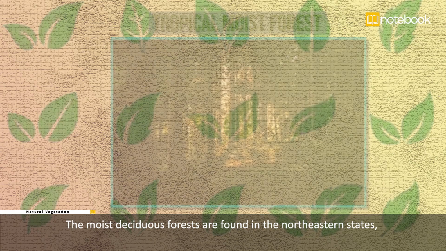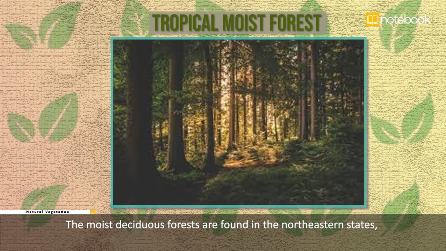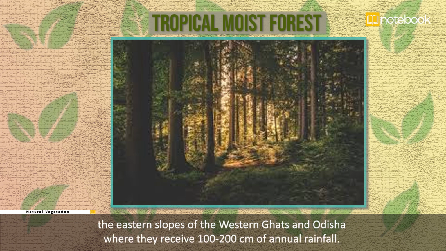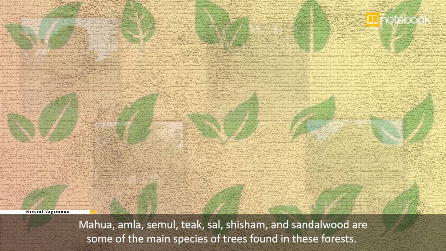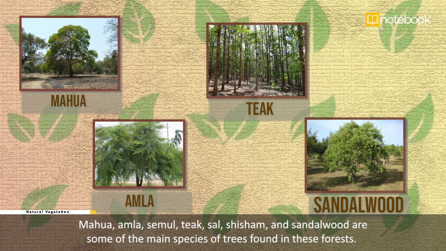The moist deciduous forests are found in the northeastern states, the eastern slopes of the Western Ghats, and Odisha, where they receive 100 to 200 centimeters of annual rainfall. Mahua, amla, semal, teak, sal, shisham, and sandalwood are some of the main species of trees found in these forests.